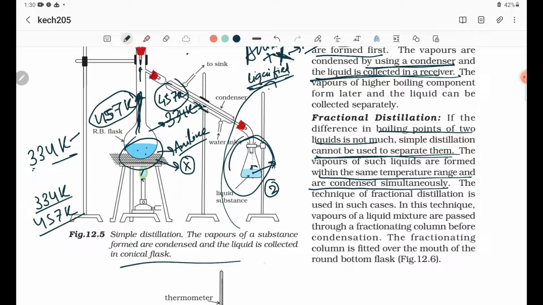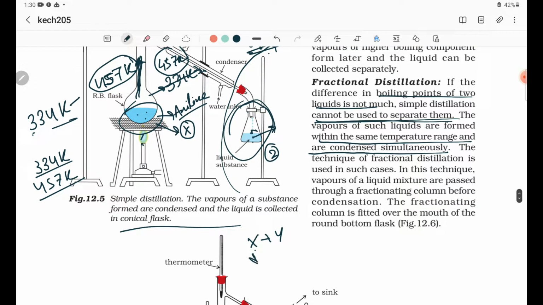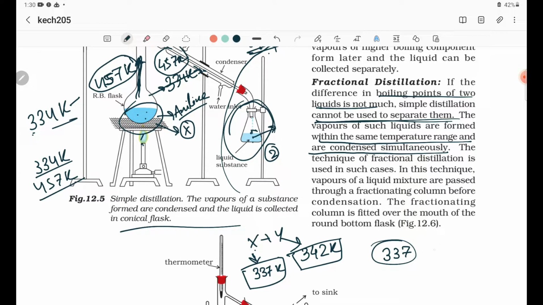Now suppose we have a mixture of X plus Y. X has a boiling point of 337 K, and Y has a boiling point of 342 K. So the temperature difference is not much. When the temperature reaches 337, it will not last even seconds, immediately it will become 342. So when the vapors come out, vapors of both X and Y will come out, and both will get condensed and you will receive both, so no use.